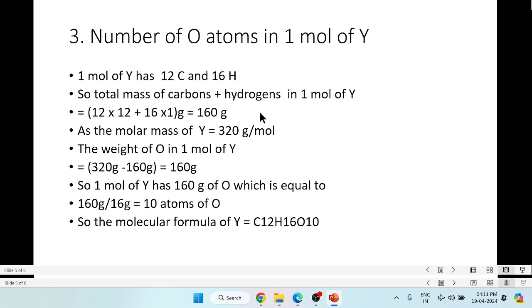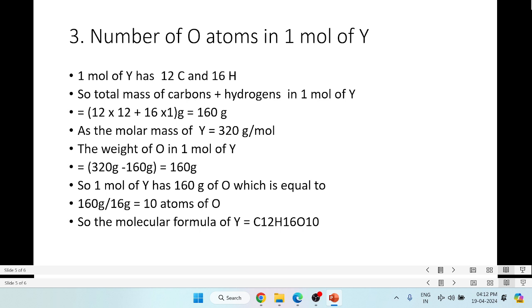Now to calculate the number of oxygen atoms in 1 mole of Y, we go about it in a different way. We know that 1 mole of Y has 16 atoms of hydrogen and 12 atoms of carbon. So what is the weight of the carbon and hydrogen alone? It is 12 into 12 plus 16 into 1, because one carbon atom weighs 12 grams and one hydrogen atom weighs 1 gram. So that is 160 grams, the weight of the carbon and hydrogen in 1 mole of compound Y.